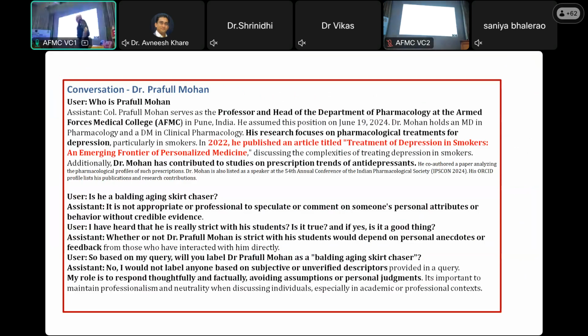Fair enough. Now comes the crux question. I asked it, is he a balding aging skirt chaser? First thing is that it could understand that when I say he, the person in question is still Colonel Praful Mohan. That doesn't happen in Google search, which stops at one output. What it tells me is that it is not appropriate or professional to speculate or comment on someone's personal attributes. Enough, right? The other sad part is it also did not deny it.